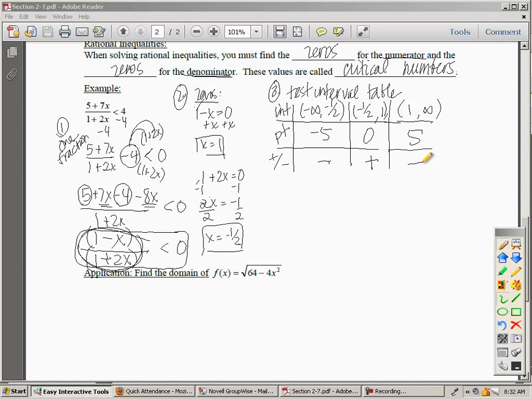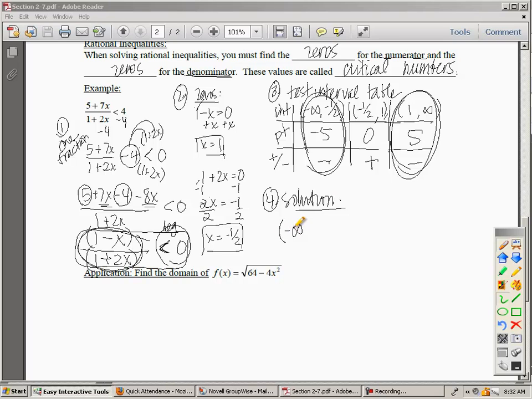And so we again have to ask ourselves, what's the goal? I go back to the goal and I want the negatives. And I don't want to include them because it's only the less than. So if I want the negatives, I'm looking at these two intervals. So the last step is my solution. I don't want to include the endpoints, so from negative infinity to negative 1/2, and from 1 to infinity.